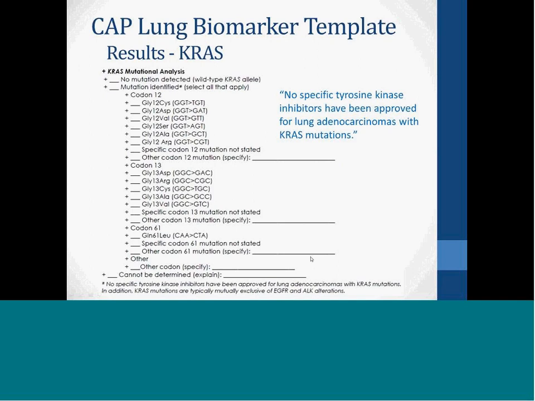Moving on to KRAS, again, no mutation versus mutation identified. You can see that the bulk of the mutations in the KRAS gene are point mutations either at codon 12 or codon 13. This entry has a rider at the bottom which says that no specific tyrosine kinase inhibitors have been approved for lung adenocarcinomas with KRAS mutations. It also mentions that KRAS mutations are typically mutually exclusive of EGFR and ALK alterations.